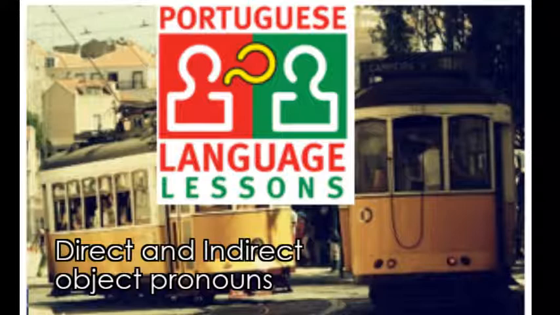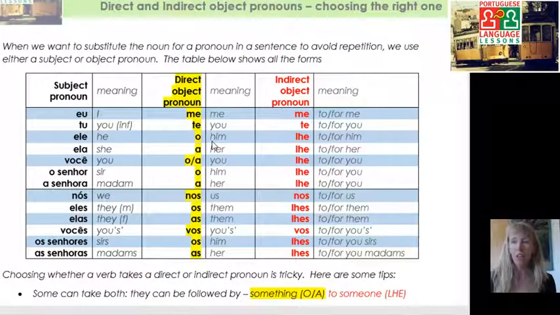Here's a short video, hopefully helping you on this tricky subject of the object pronouns, the little words that come after the verbs. Okay, so how do we choose the right one? So we very often want to substitute a noun, a word for a person or a thing, for a pronoun in a sentence to avoid repetition. So we need to either use a subject pronoun if this word comes before the verb, or an object pronoun if this word comes after the verb.